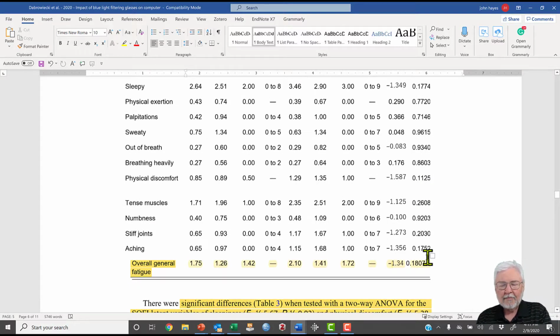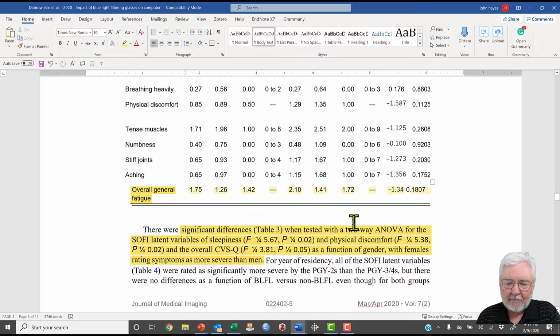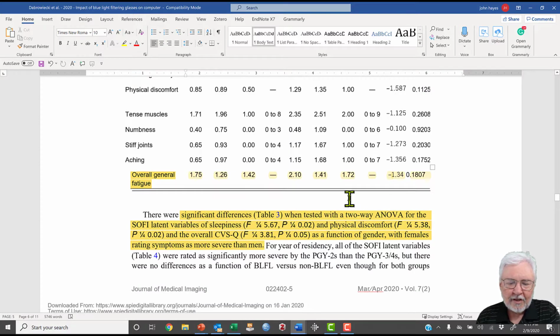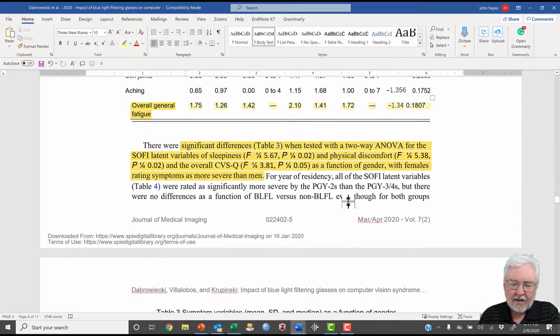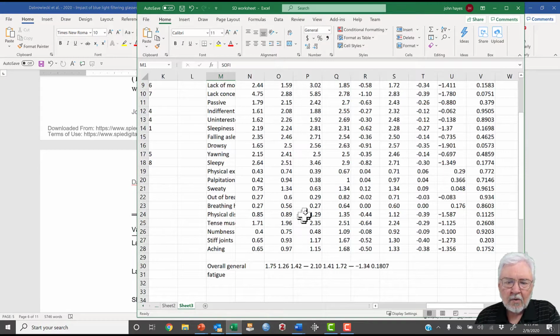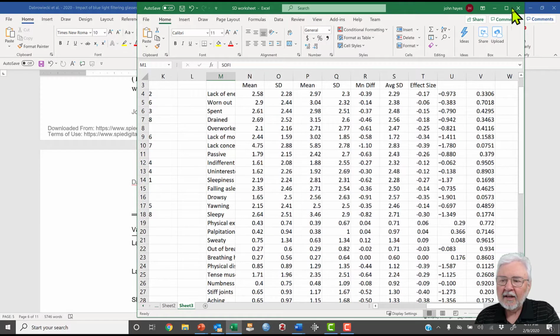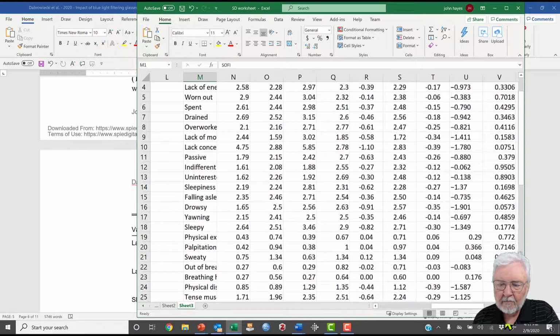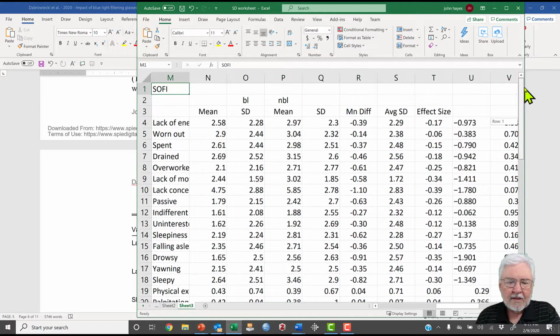Now, to a certain extent, you wouldn't expect that because they only had 10 subjects. And so you're not going to get very significant p-values unless the differences are really huge. And so let's take a look at the differences. So what I did was I went in and copied their table. Here's the SOPI. There's the mean of the blue blockers, the mean of the non-blue blockers, the standard deviation.